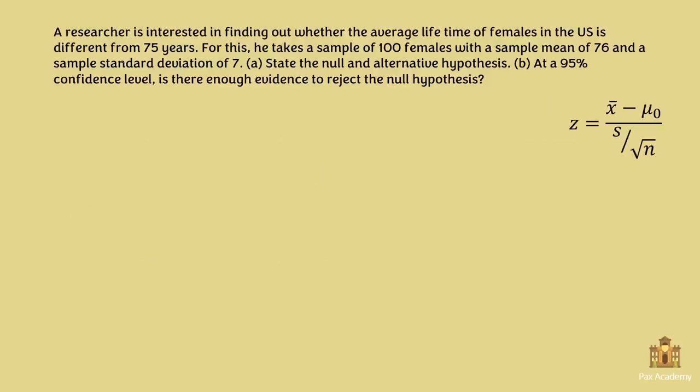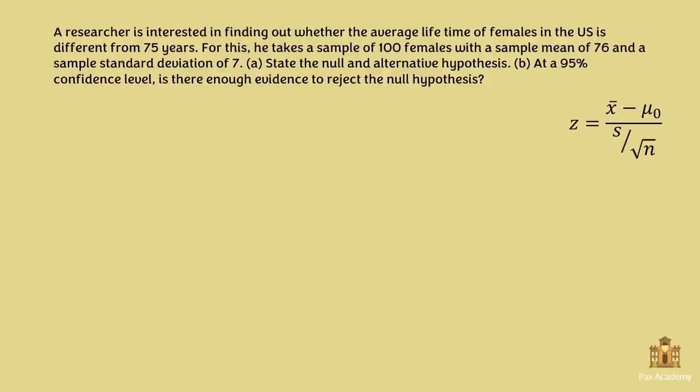Now let's look at this exercise. A researcher is interested in finding out whether the average lifetime of females in the US is different from 75 years. For this, he takes a sample of 100 females with a sample mean of 76 and a sample standard deviation of 7. State the null and alternative hypotheses. At a 95% confidence level, is there enough evidence to reject the null hypothesis?